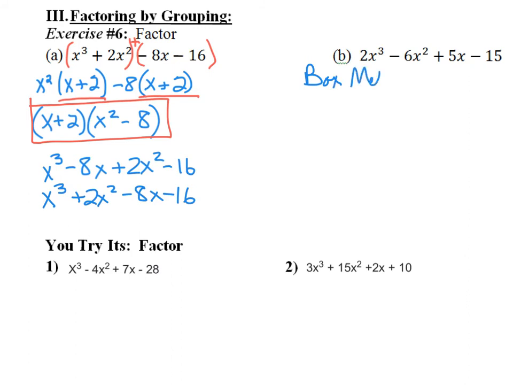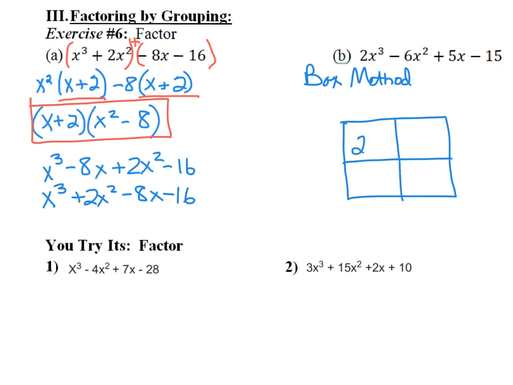Any polynomial that has 4 terms can either be done by grouping or the box method, because the box method is just a different way of writing grouping. What do I mean by the box method? I'm going to make a box that has 4 squares inside. I'm going to insert each term into its own box. So 2x cubed minus 6x squared plus 5x minus 15.